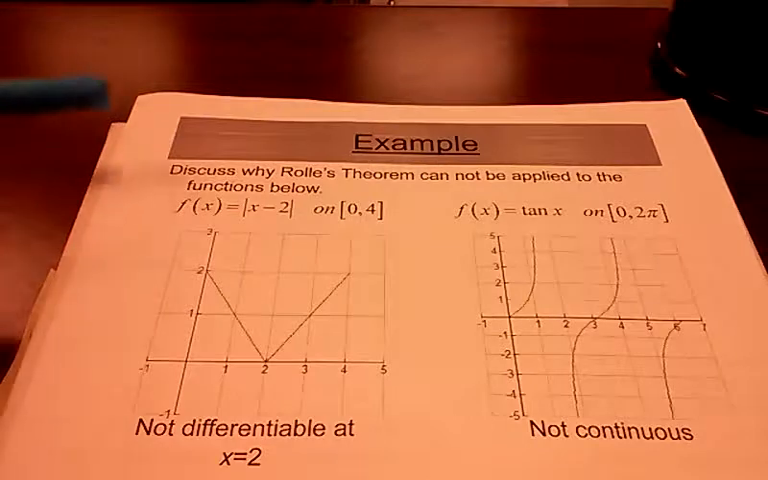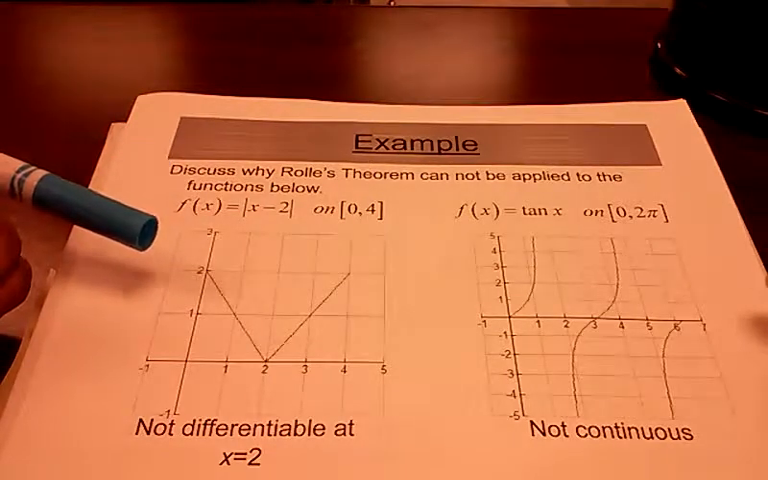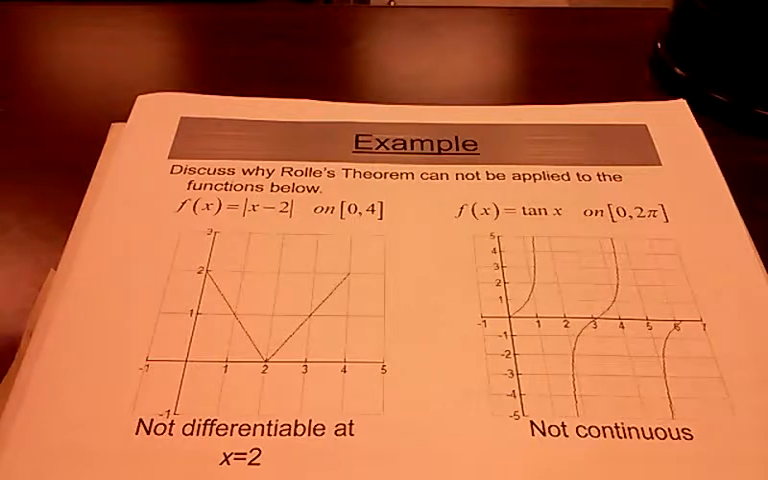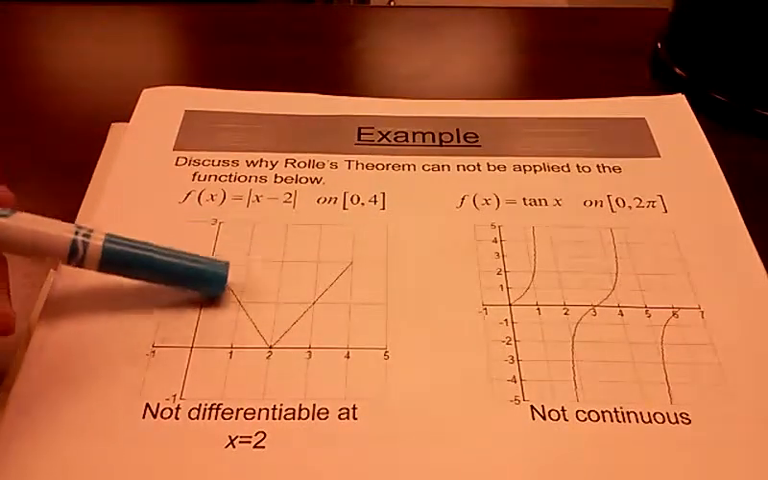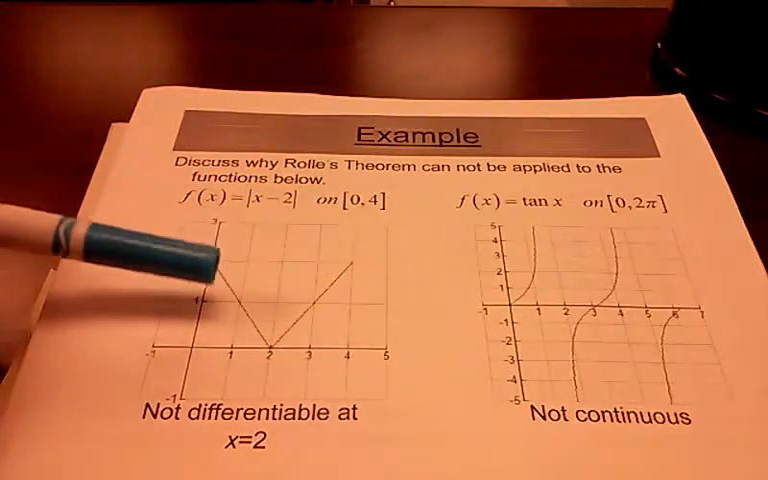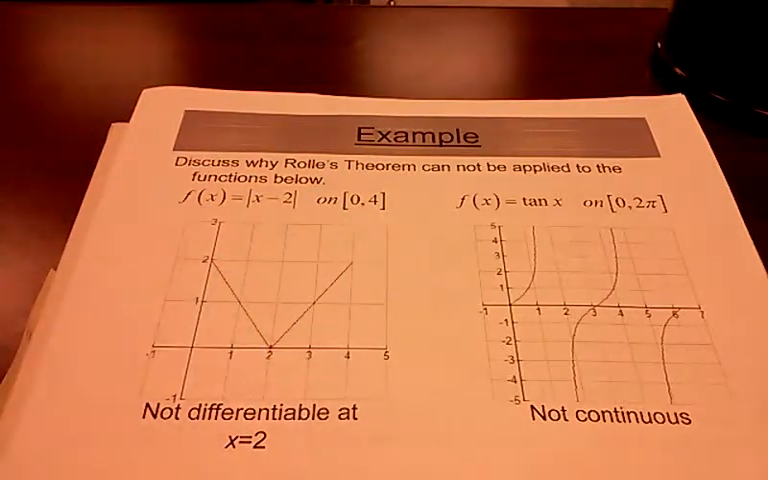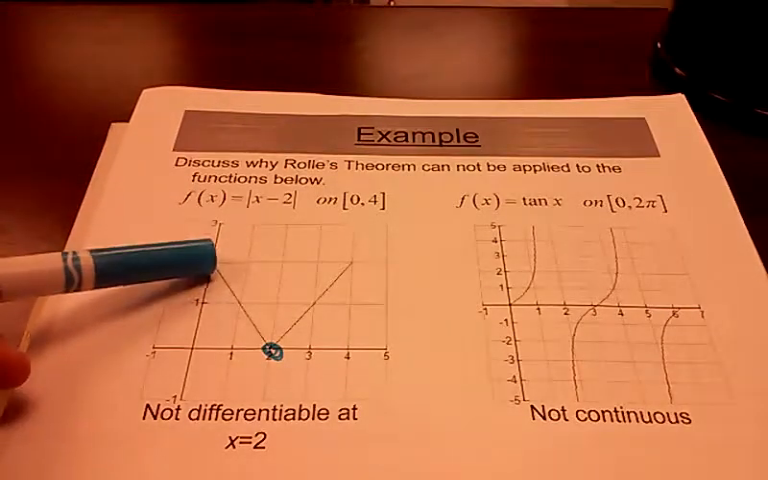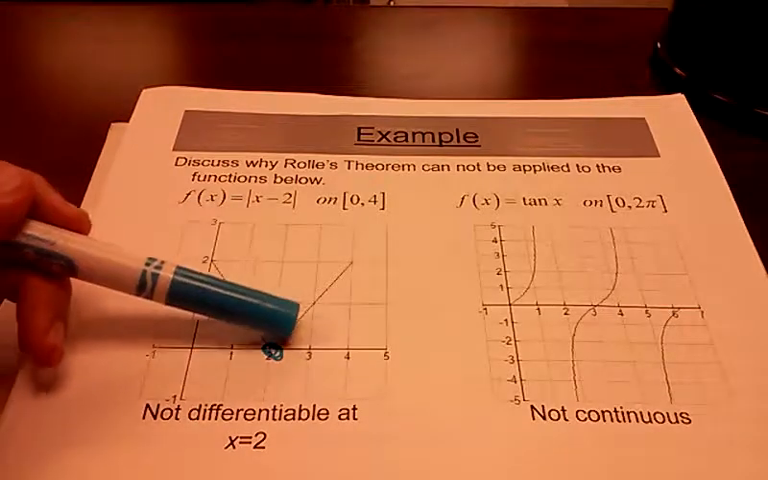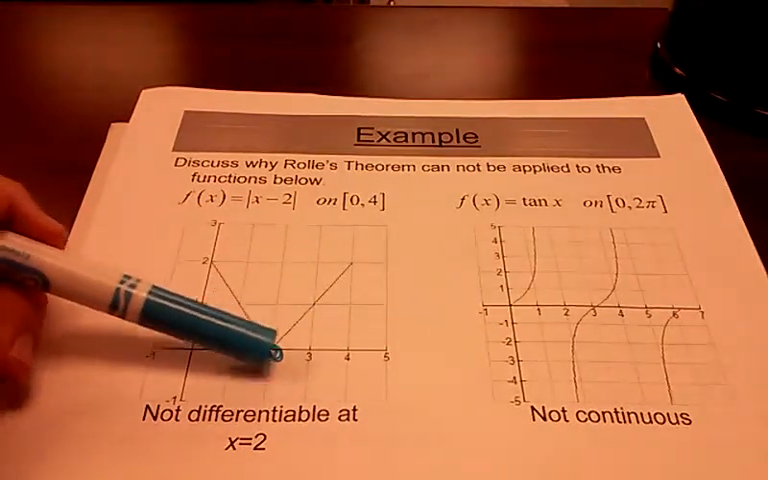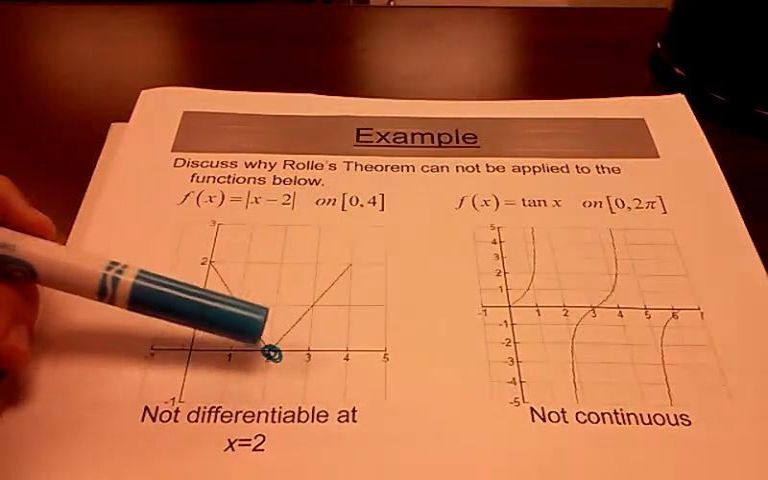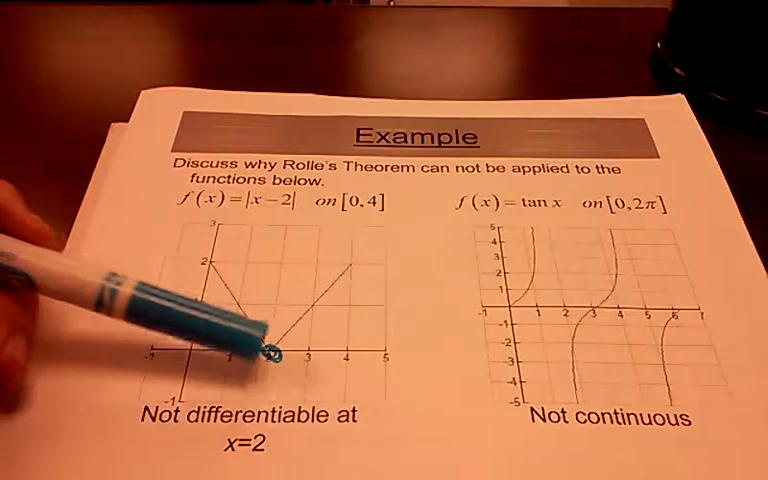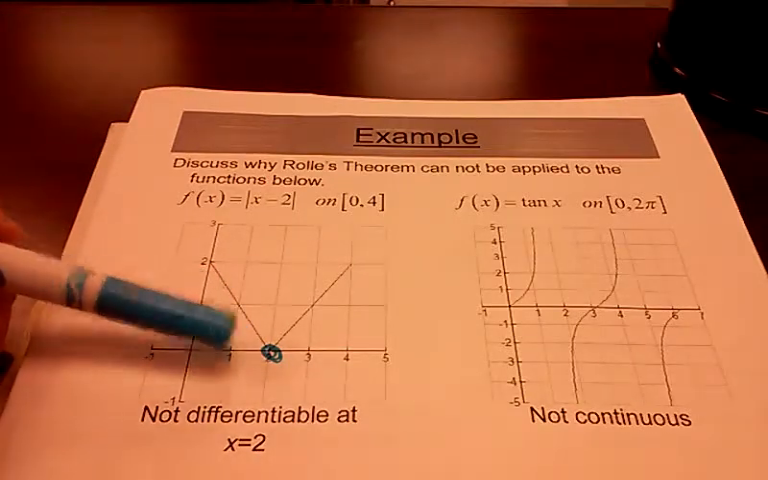An example would be, let's talk about why each one of these functions cannot be handled using Rolle's theorem. For example, this first function, even though it is continuous on the interval 0 to 4, is not differentiable at 2. Why do you say that? Well, the derivative to the left is negative and the derivative to the right is positive. In order for the derivative to exist, the derivative has to be the same on the left and the right. So the derivative does not exist at 2. Therefore, this does not meet all three of Rolle's conditions.